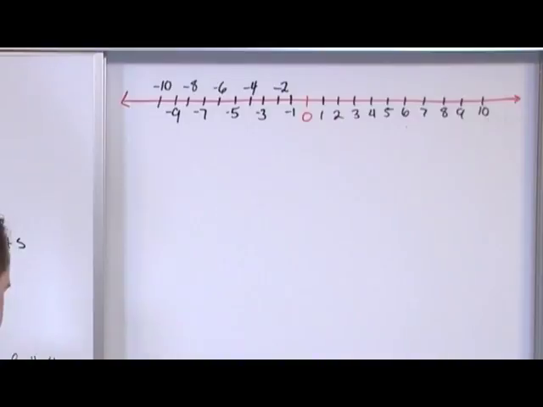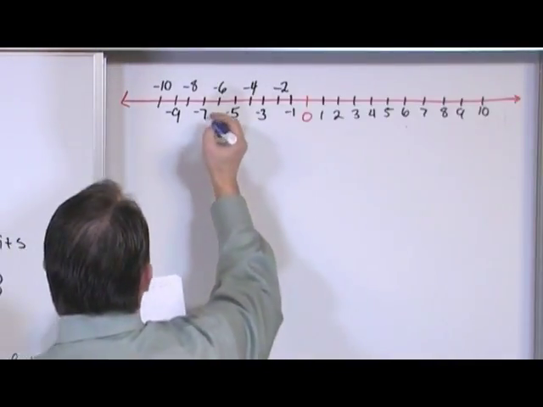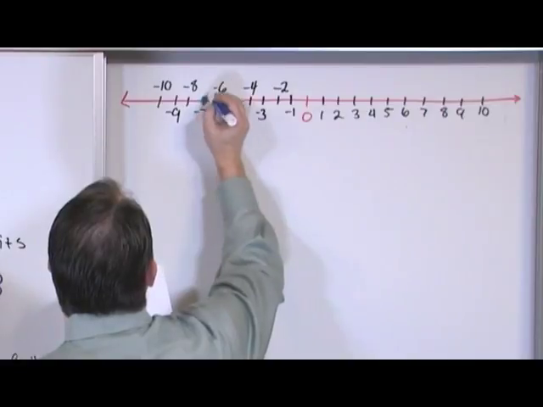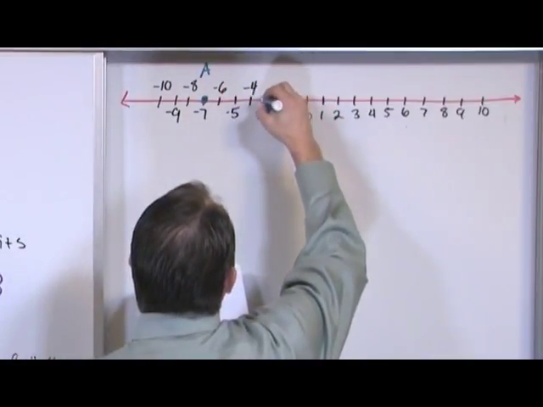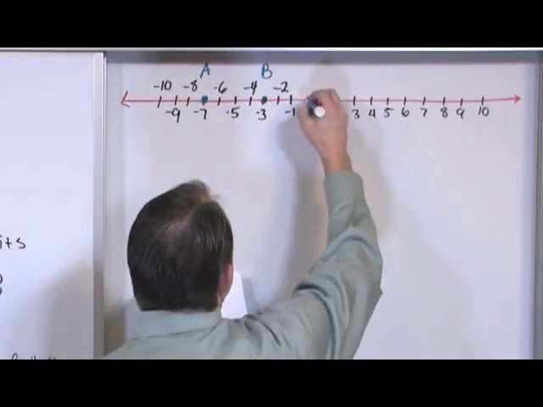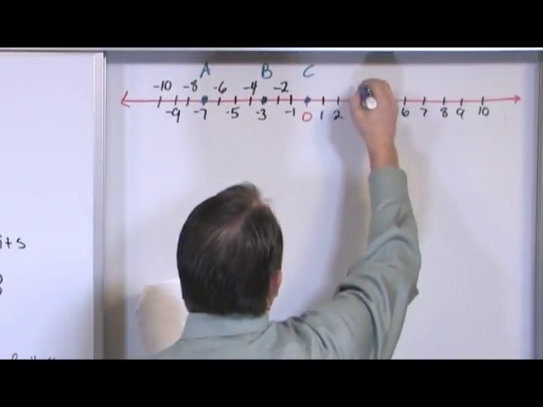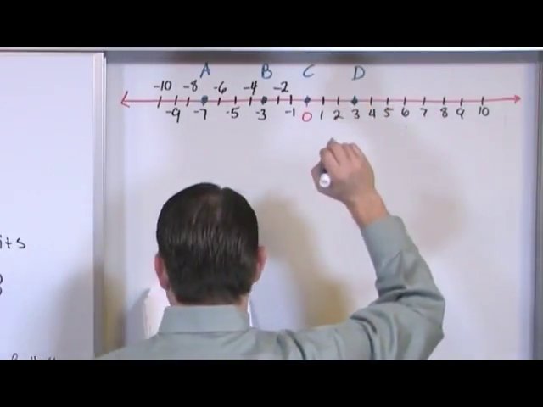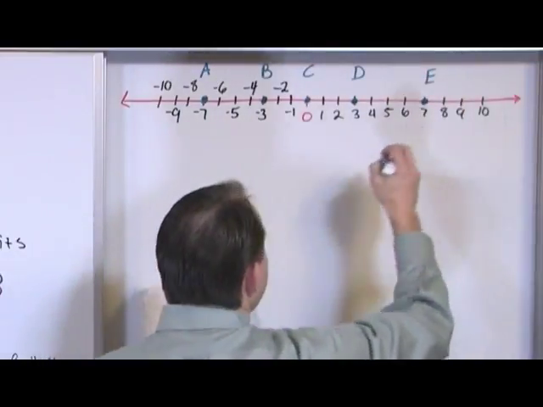So let's label some points here. Let's say A is at -7. So I'm going to put A right there. Let's say B is at -3, right there. Let's say C is at 0. Let's say D is at 3. Let's say E is at 7. And let's say F is at 10.